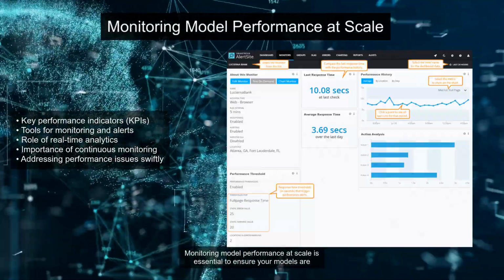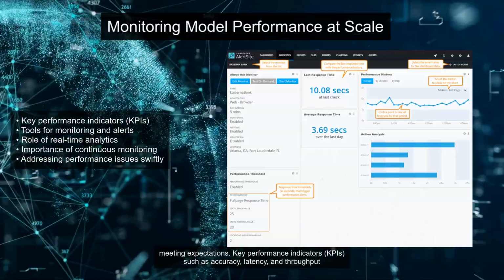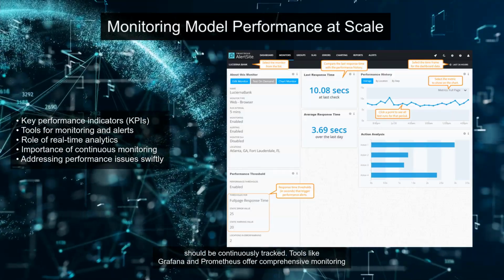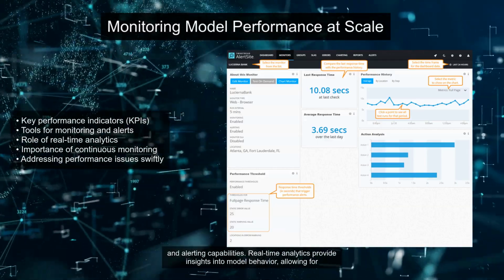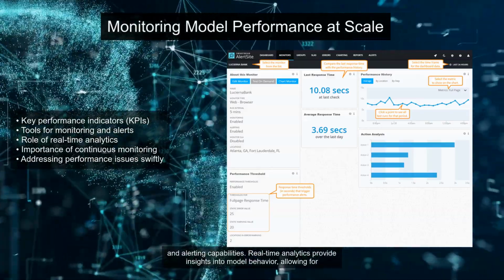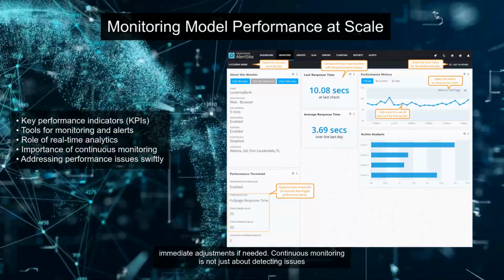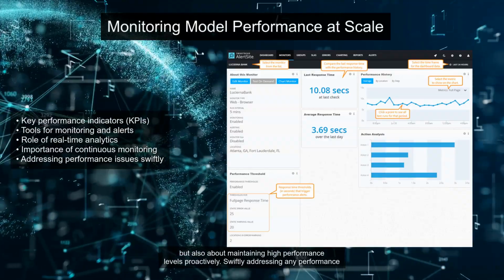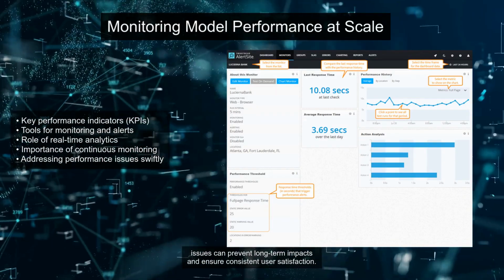Monitoring model performance at scale is essential to ensure your models are meeting expectations. Key performance indicators, KPIs, such as accuracy, latency, and throughput should be continuously tracked. Tools like Grafana and Prometheus offer comprehensive monitoring and alerting capabilities. Real-time analytics provide insights into model behavior, allowing for immediate adjustments if needed. Continuous monitoring is not just about detecting issues but also about maintaining high performance levels proactively. Swiftly addressing any performance issues can prevent long-term impacts and ensure consistent user satisfaction.